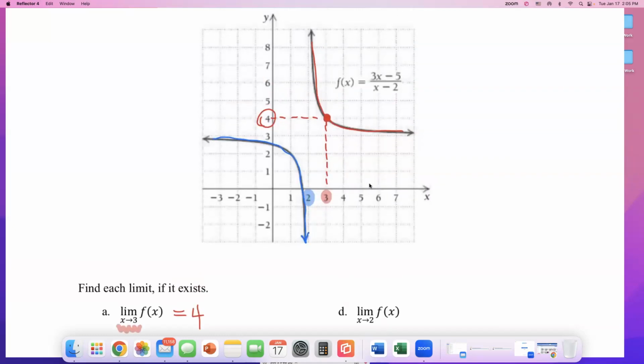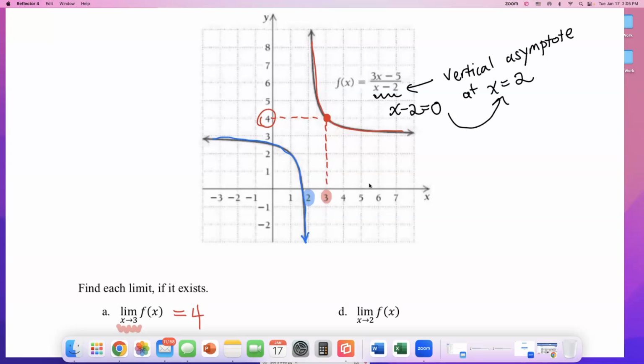If I look at the red and the blue shape right here, we obviously have a vertical asymptote at x equals 2. We can find that by setting x minus 2 equal to 0, add 2 to both sides. So yep, we have a vertical asymptote at x equals 2.